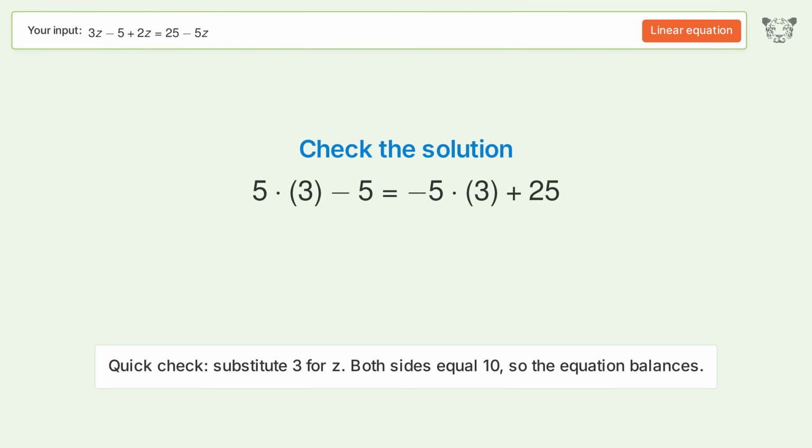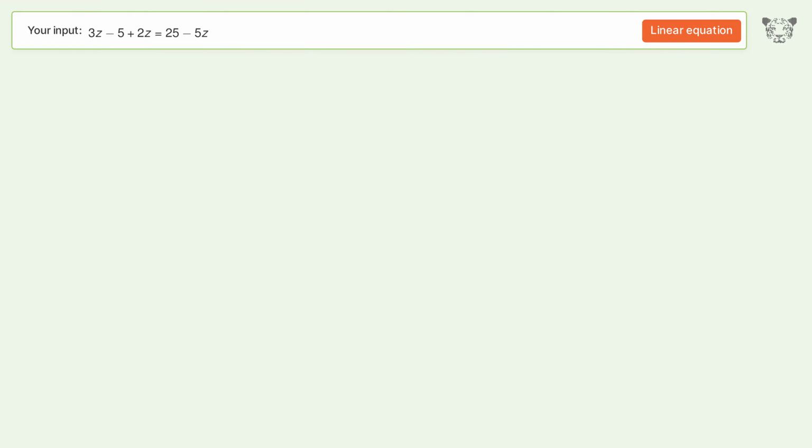Quick check, substitute 3 for z. Both sides equal 10, so the equation balances. So, z equals 3.